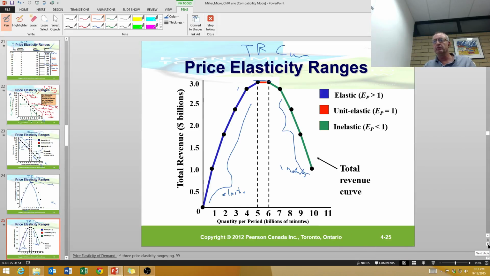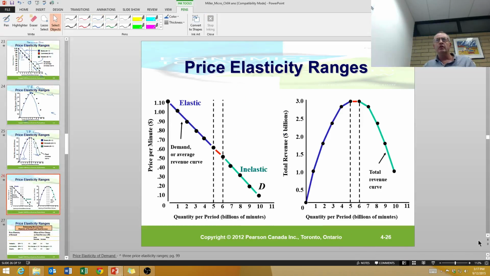Anyways, let's just keep on moving here. We've mapped these two curves beside each other. This is our demand curve, and this is our total revenue curve. Same quantity on the bottom, but on the y-axis of the demand curve we have the price of the product, and on the y-axis of the total revenue curve we have total revenues.